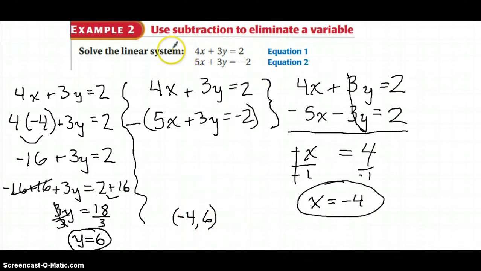That's the point that is going to work for both of these and make both of these equations true with one point. It's the same as if we were graphing them or looking at them on the graphing calculators. They would intersect at the point negative 4, 6.